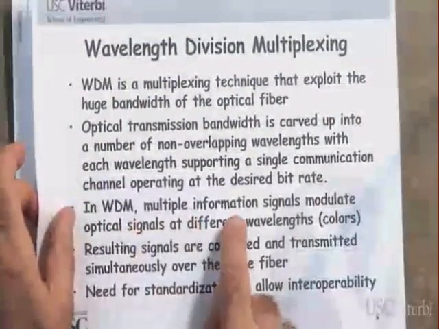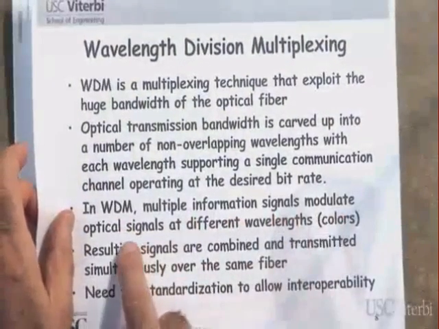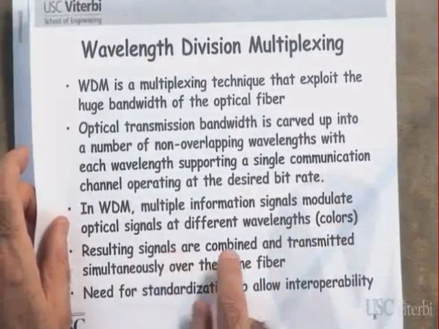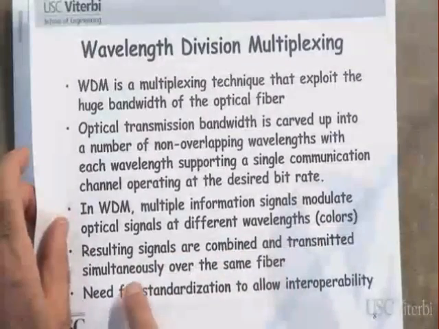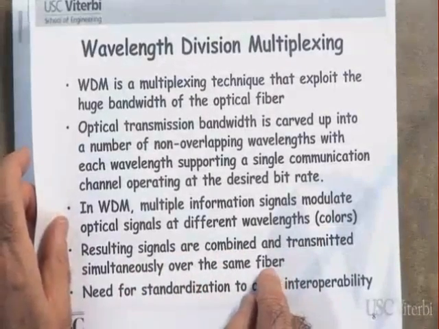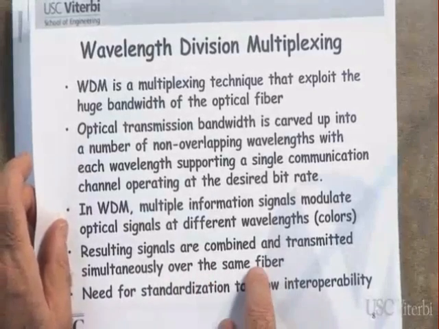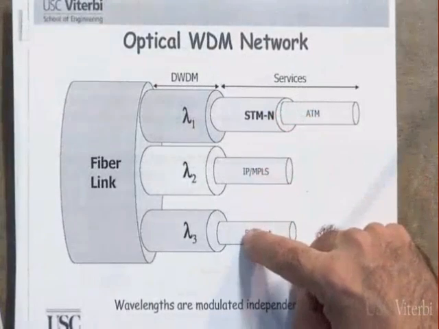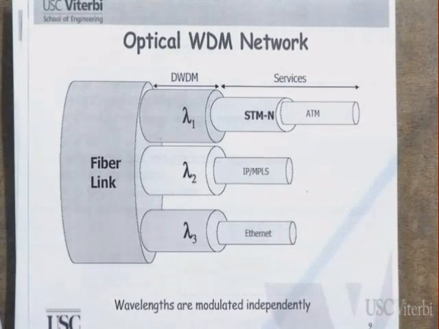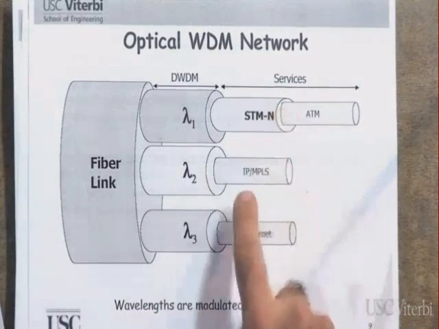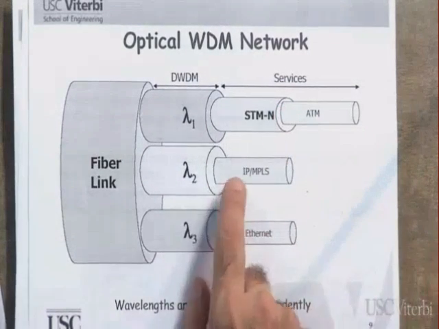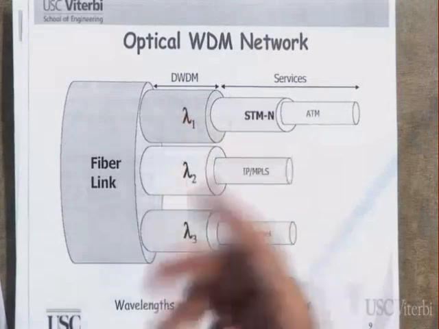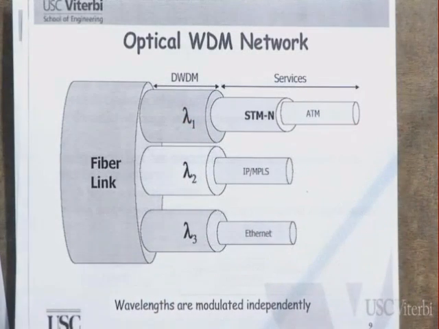The point that I'm trying to make here is that multiple information signals modulate optical signals at different wavelengths, or different colors. The resulting signals are then combined and transmitted simultaneously over the same fiber. Clear? This modulation and this modulation have nothing to do with each other. These are all different protocols: this is IP, this is Ethernet, this is SONET or SDH. Every wavelength is modulated independently of the other one.